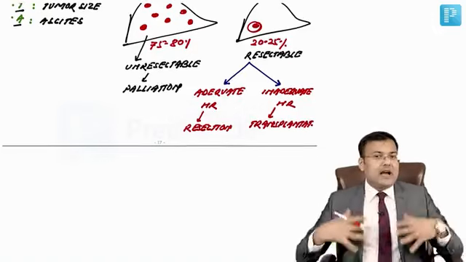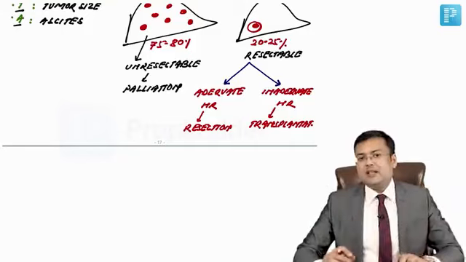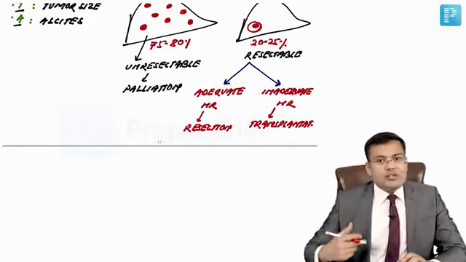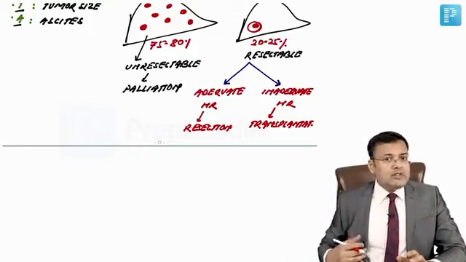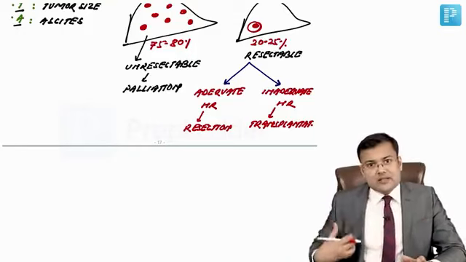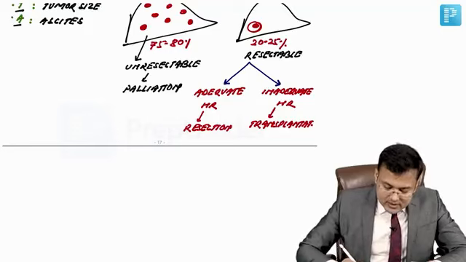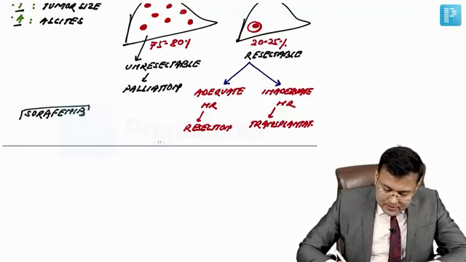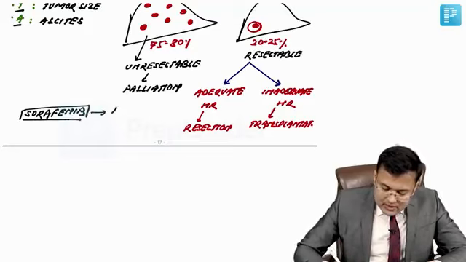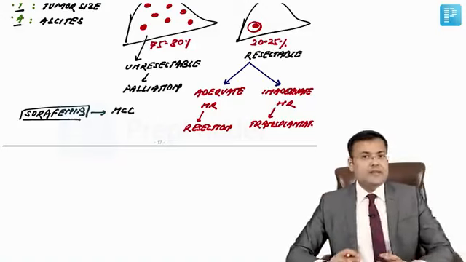Some patients are having advanced and metastatic disease. In HCC, there is hematogenous spread, there is vascular invasion. So the most common site of metastasis is lungs. So in advanced and metastatic disease, we use one drug. Which drug? Sorafenib. Sorafenib is used in advanced and metastatic HCC.